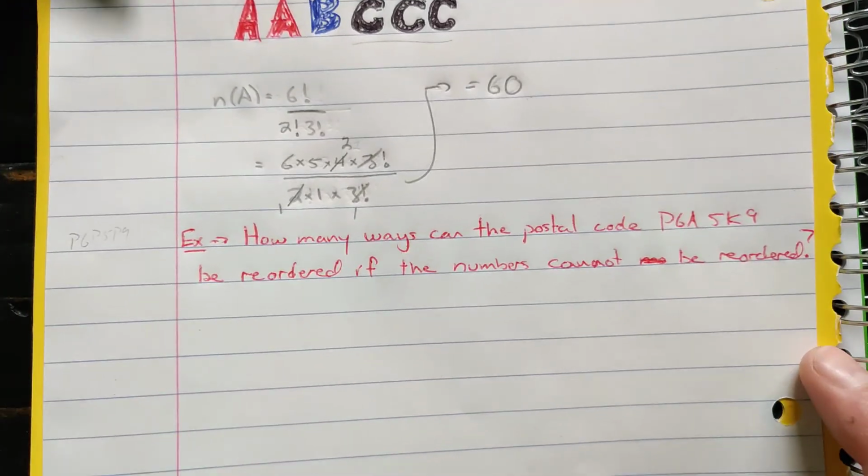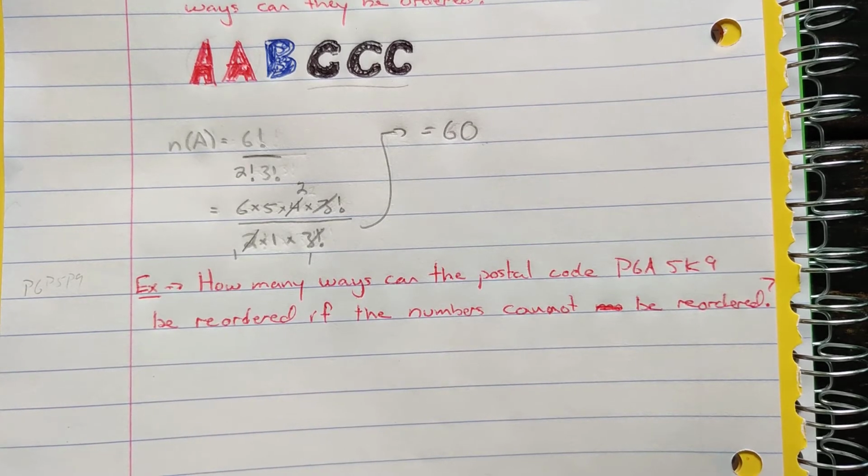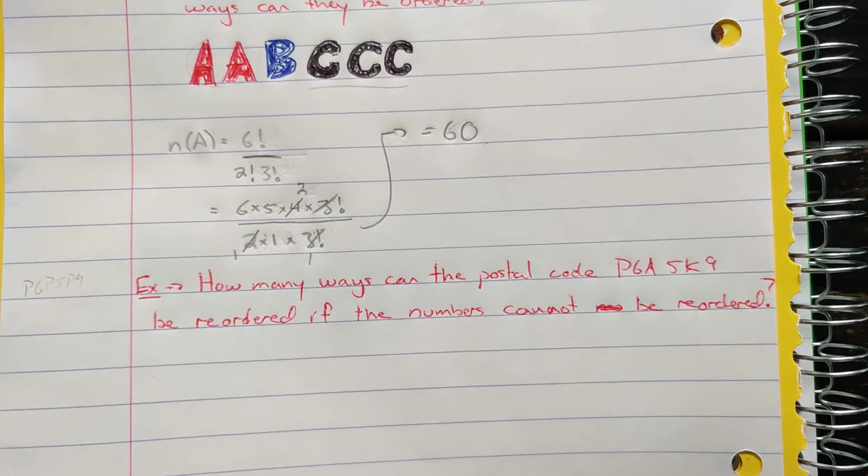In the next situation here, we have the school's postal code P6A5K9, and we want to know how many ways we can arrange the postal code if the numbers cannot be reordered. So the 6, the 5, and the 9 can move from their current positions, but they can't be put in a different order. We can't have the 5 appearing before the 6 and so on. So in these types of situations, we treat the numbers as if they were all the same number. Let's treat them as if they were identical items because we can't rearrange them. And there's only one way to keep them in that arrangement.